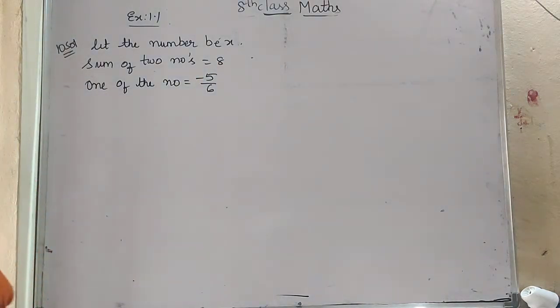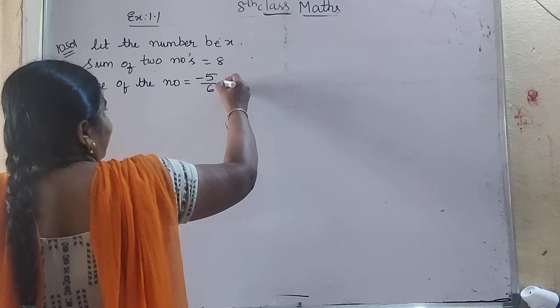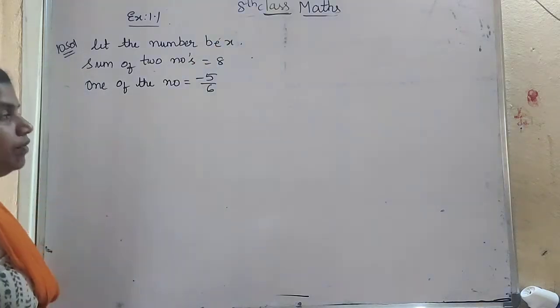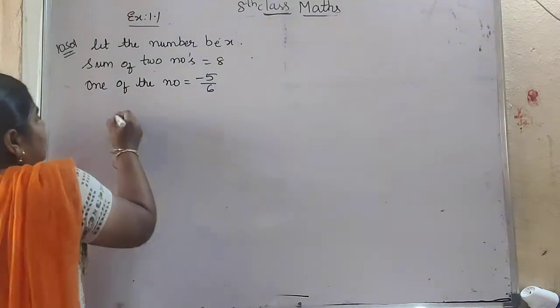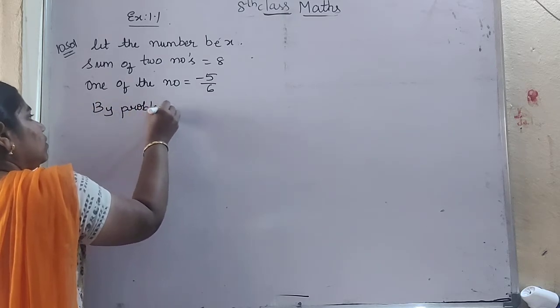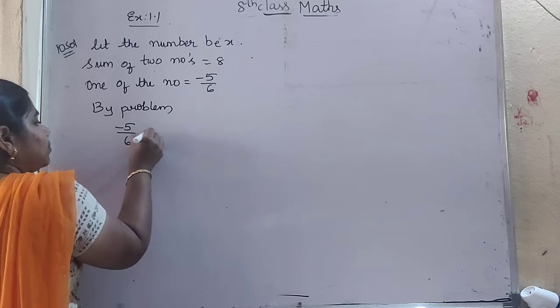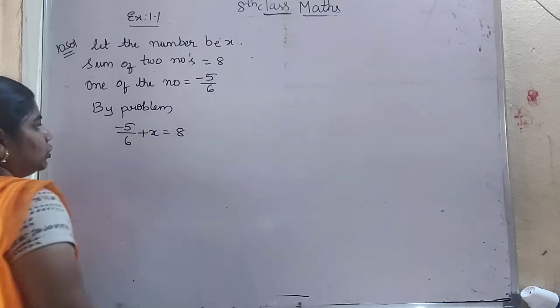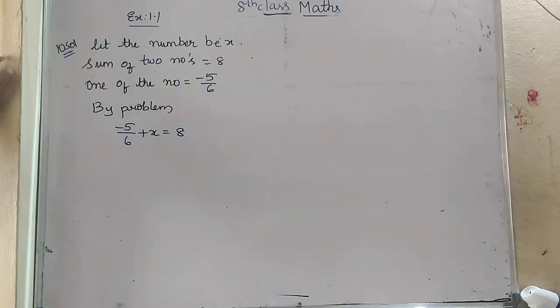Okay, so now we have to find this number. If you are adding minus 5 by 6 and x, the result will be 8. So by the problem, minus 5 by 6 plus x will be equal to how much? 8. Same as the previous problem.